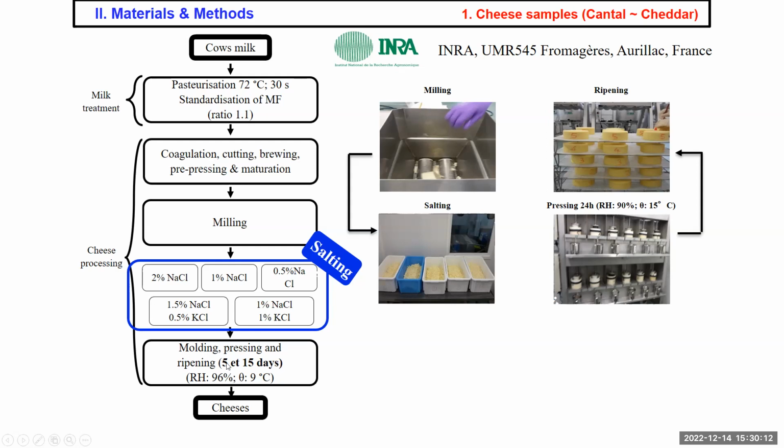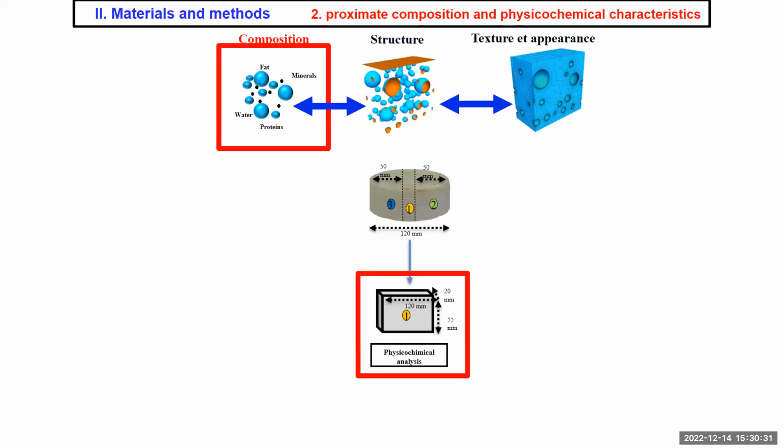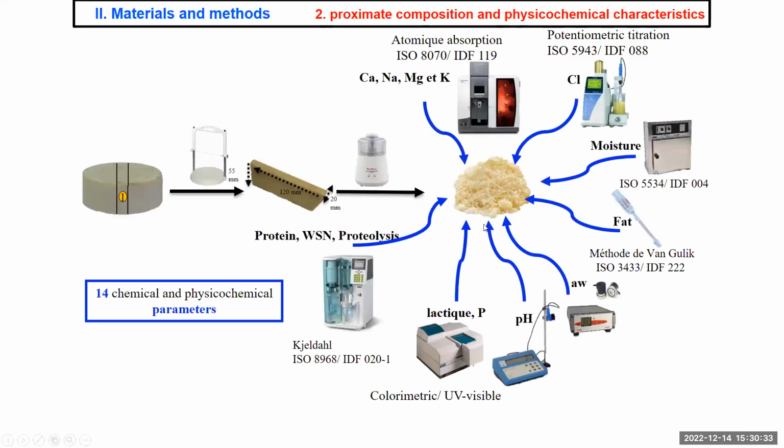And we also ripened the cheese during 2 different times, so 5 days and 50 days. So the standard is the 2% NaCl. So we made different measurements concerning the composition. 14 chemical and physicochemical parameters were measured. So mineral content, moisture, pH, etc.